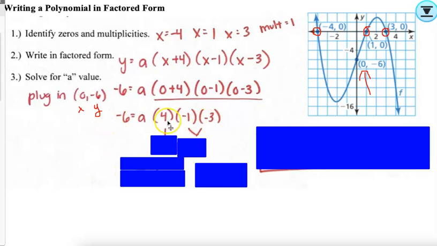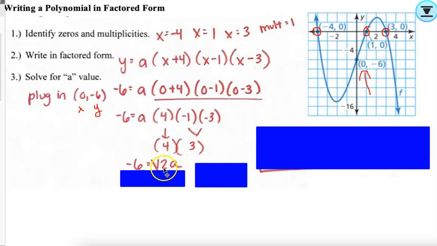And again, parentheses mean multiply. I'm going to multiply these two numbers first. Again, it does not matter the order. A negative 1 times a negative 3 is going to be a positive 3. And then let's bring down this 4. I know 3 times 4 is 12. So essentially, I've got negative 6 equals 12a.